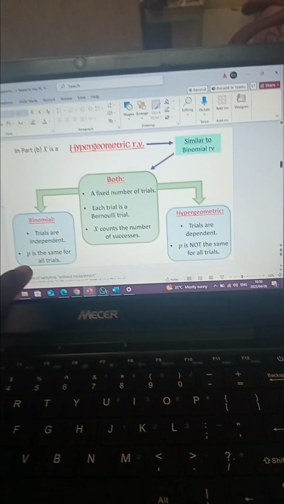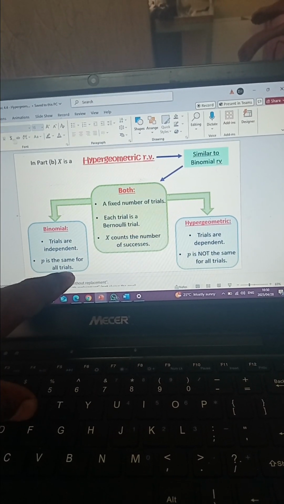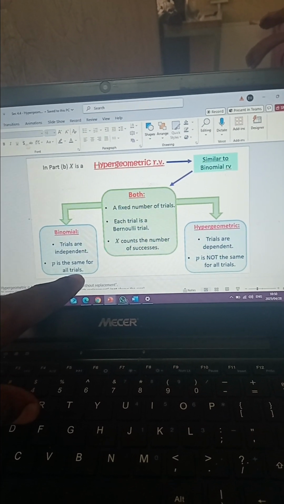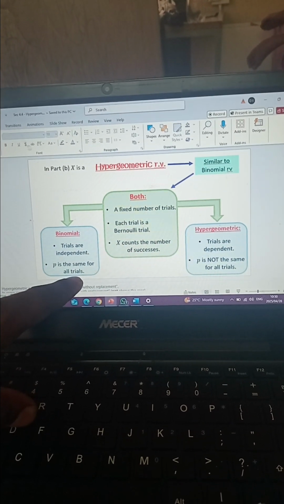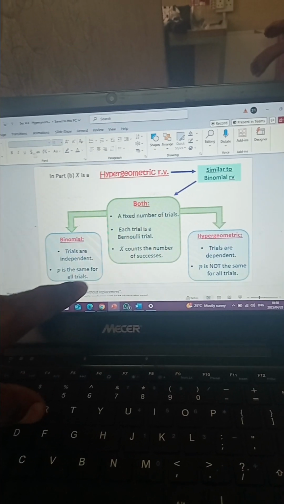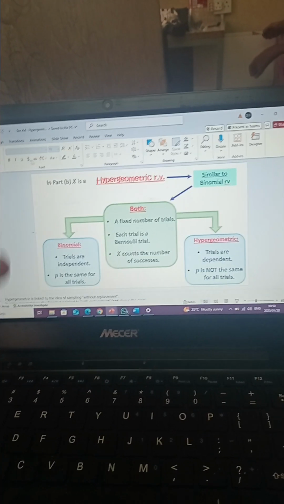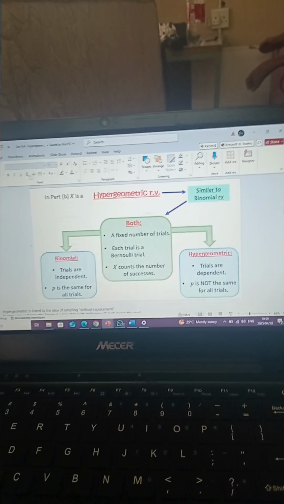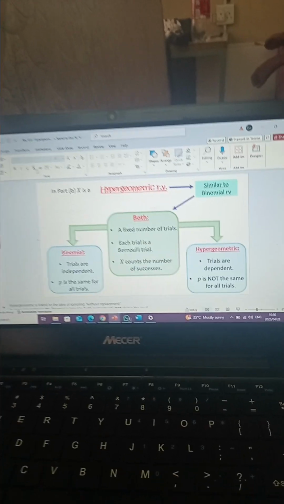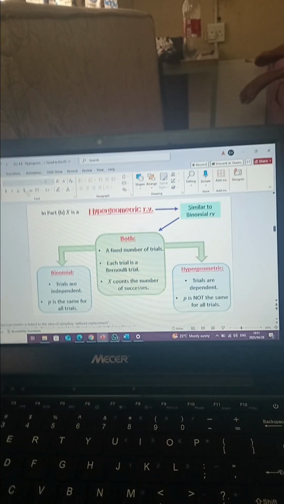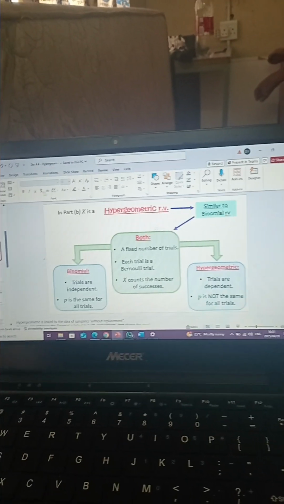So P is the same for all trials. What are we actually referring to? For instance, if we are spinning a coin, the probability of getting a tail is 1/2, the probability of getting a head is 1/2. Go to a die, the probability of getting any number from 1 to 6 is 1/6. That's what they are referring to.